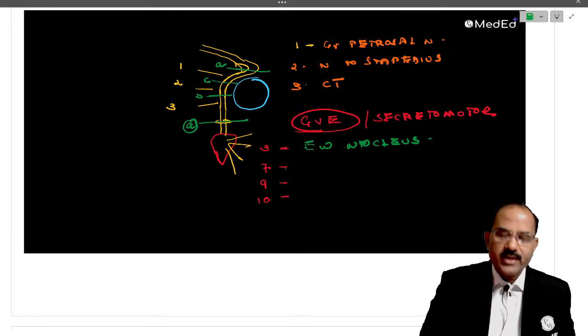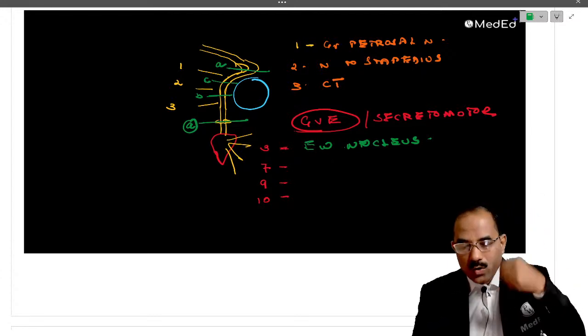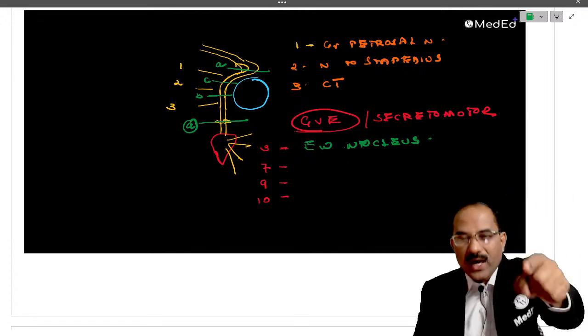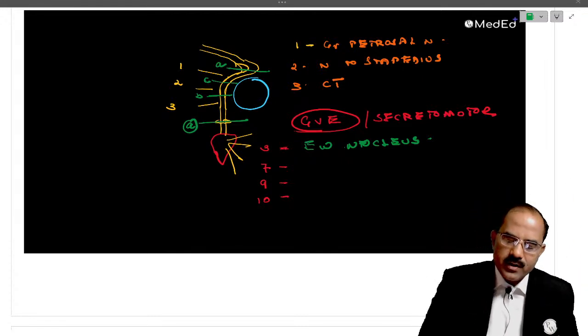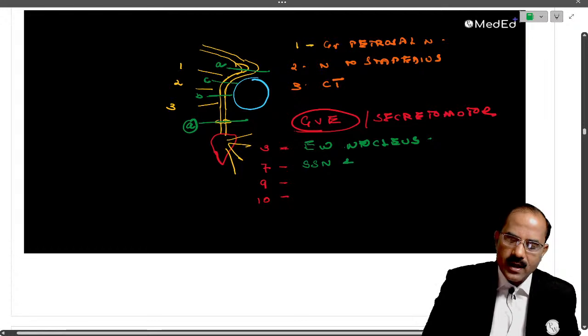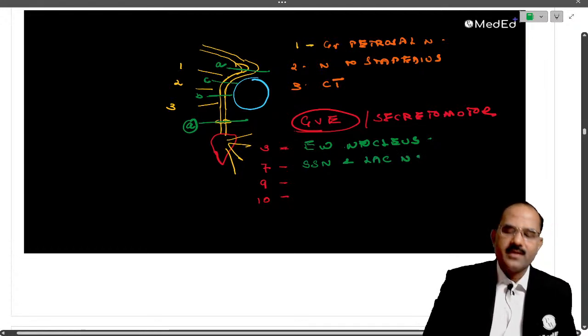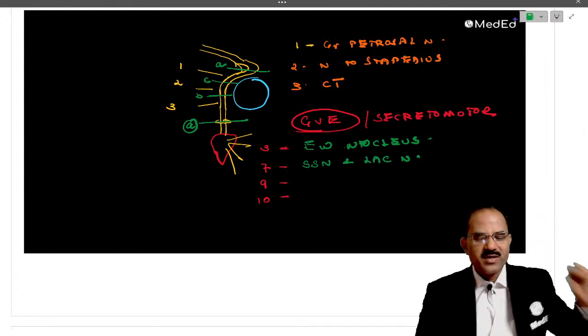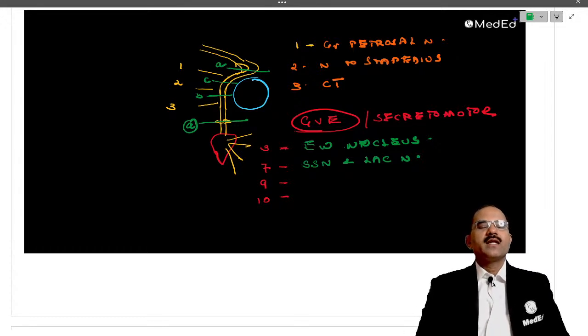What is the name of the nucleus of seventh nerve which is going to supply all the glands in the head and neck except parotid? The name of the nucleus of facial nerve is superior salivary nucleus and the lacrimatory nucleus. Very good, you're answering very well. That's the superior salivary nucleus and the lacrimatory nucleus, right?